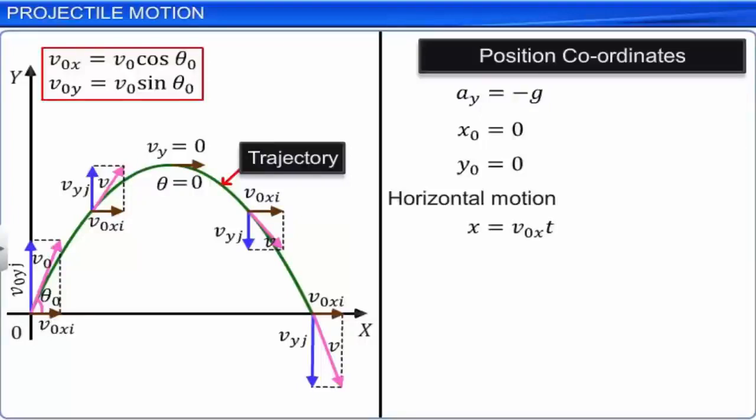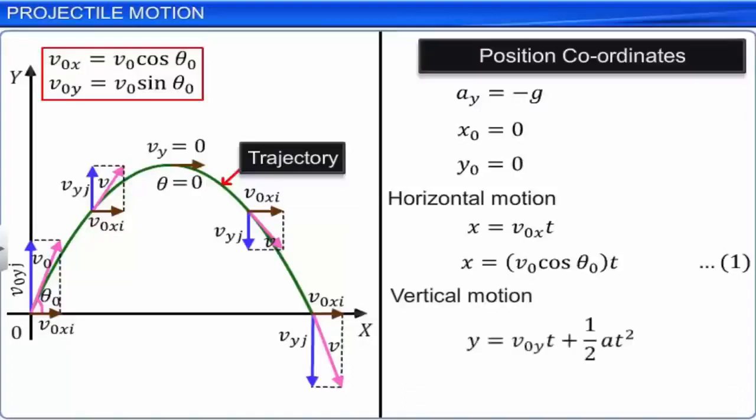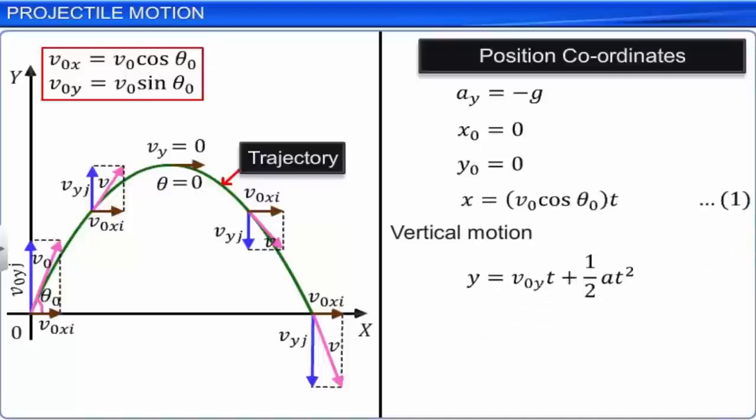Similarly, vertical motion can be written as y is equal to v0y into t plus half a t square. On substitution, we get y is equal to v0 sin θ0 into t minus half g t square. Let this be equation 2.